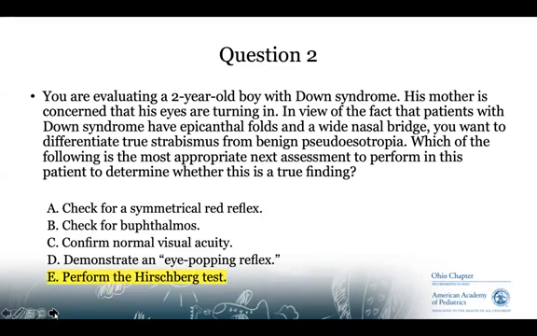So the most appropriate answer here would be perform the Hirschberg test, which is that corneal light reflex, where you use either your ophthalmoscope or a pen light to shine a light into the eyes and look to see where that dot of light is compared from one eye to the other. Is it symmetrical or is it deviated one way or the other? If it's centered in both pupils, then that child has benign pseudoesotropia and would not need a referral.